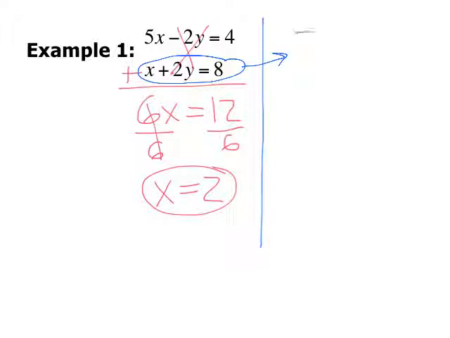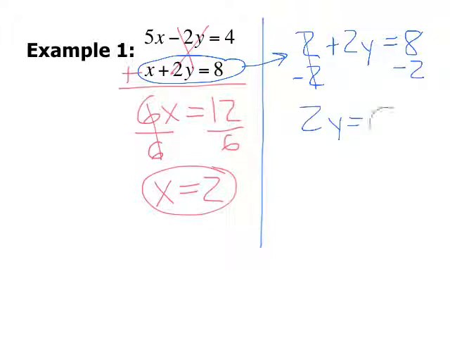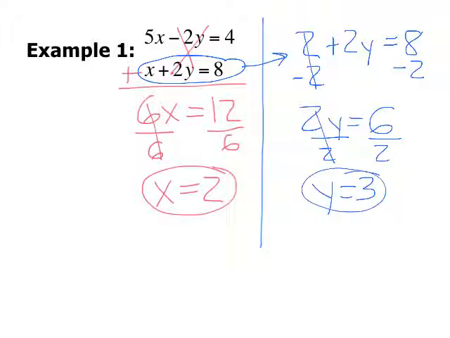So I have x is 2, plus 2y equals 8. And now you can see I have just a single y, and I can solve for it. So subtract, 2y equals 6. Divide by 2 on both sides, and I get y equals 3. So there's the other half of my answer.